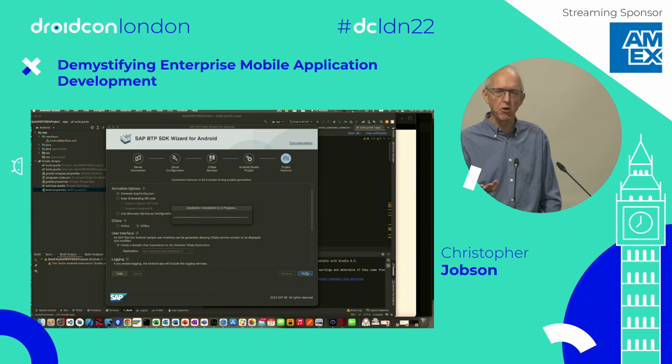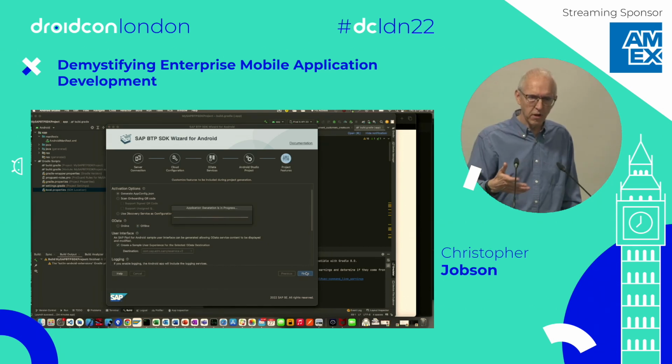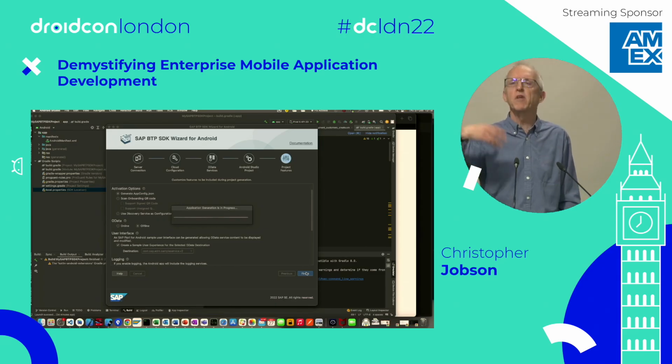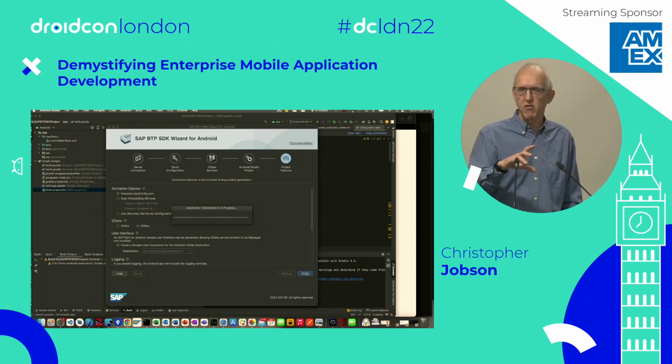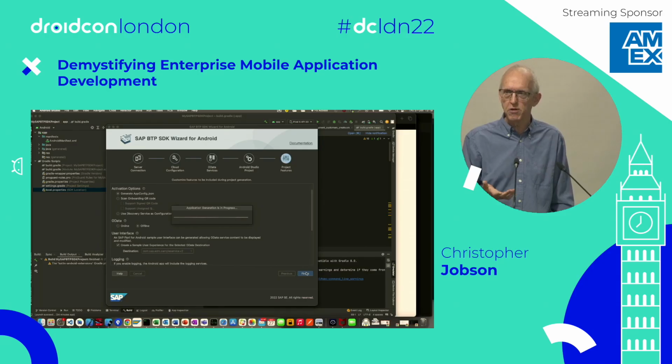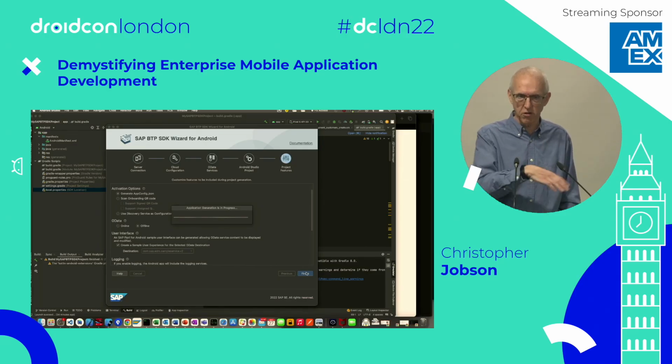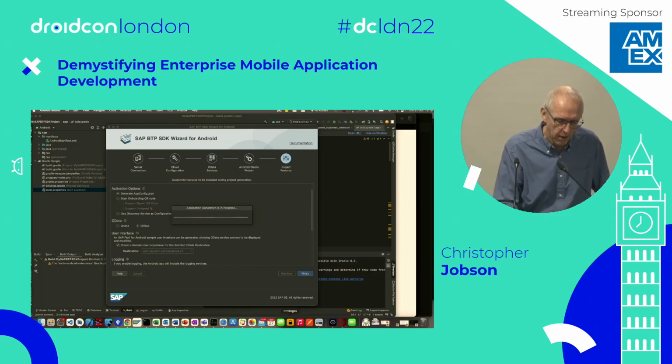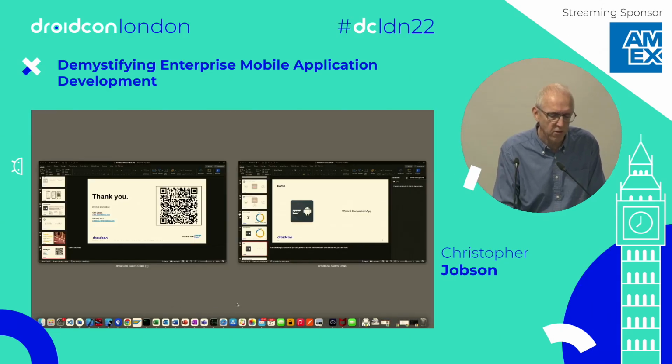Now that's going off and actually building the application. It's connecting to the back-end BTP systems, creating all the necessary artifacts in the back-end system, creating all the Android Studio local artifacts that are required to build the application. While it's doing that, I'm just going to flip back to the PowerPoint slides.